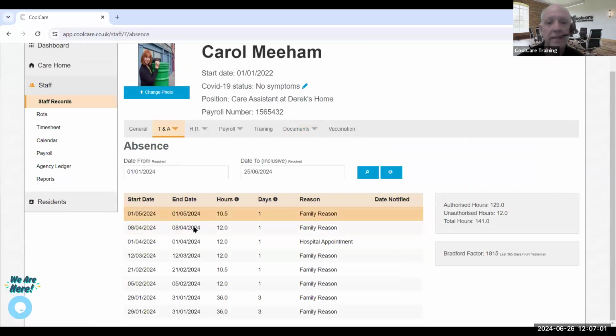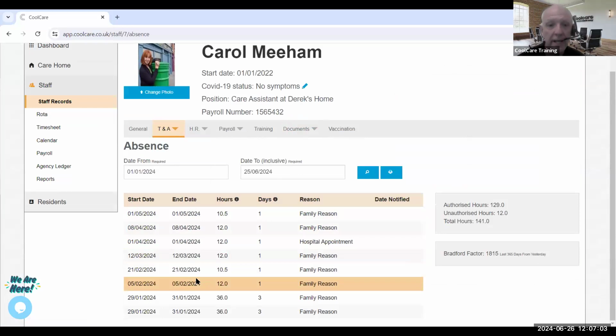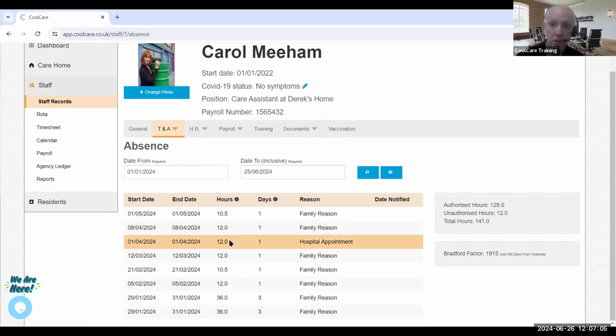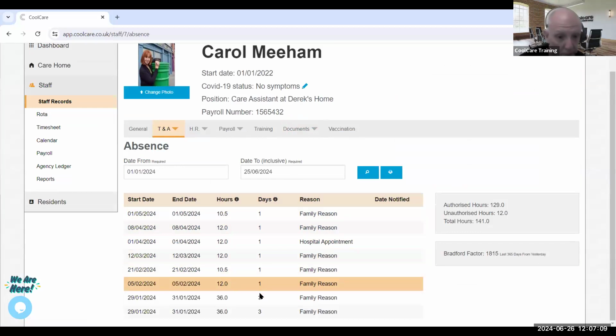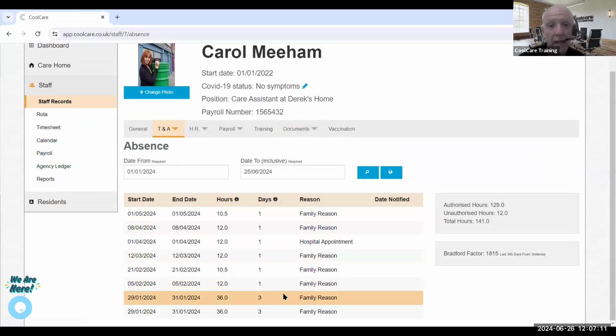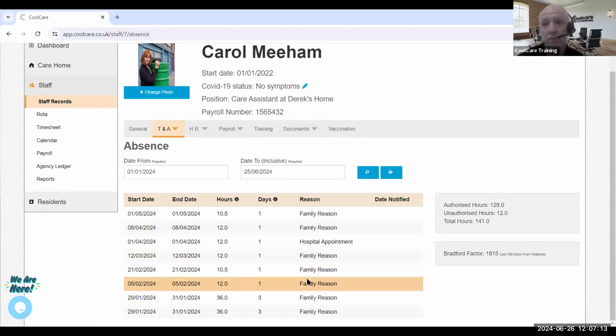It's showing me the dates the person was absent. It's showing me the hours that were deducted for those absences. It's showing me how many days the absence was. Was it 1 day? Was it 3 days? And it's also showing me here the reason for the person being absent. Over here, it divides the absences into authorized and unauthorized.